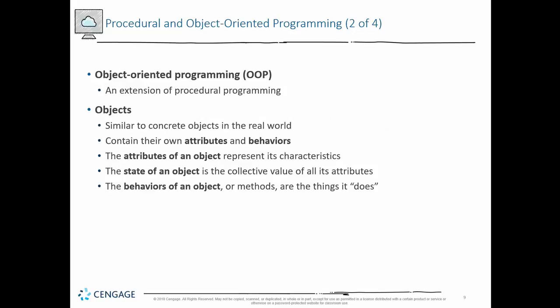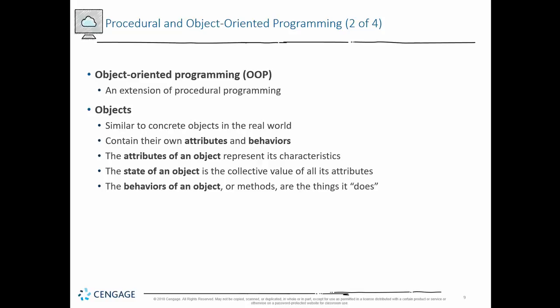Now, more and more programs today are object-oriented in nature. In fact, object-oriented programming, or OOP, as it's known, is an extension, so it builds upon procedural programming. Object-oriented programming is not new. The first object-oriented programming language was Simula 65, SIMULA 65, called that because it was a simulation language that was developed in 1965. That means it's about 53 years old.